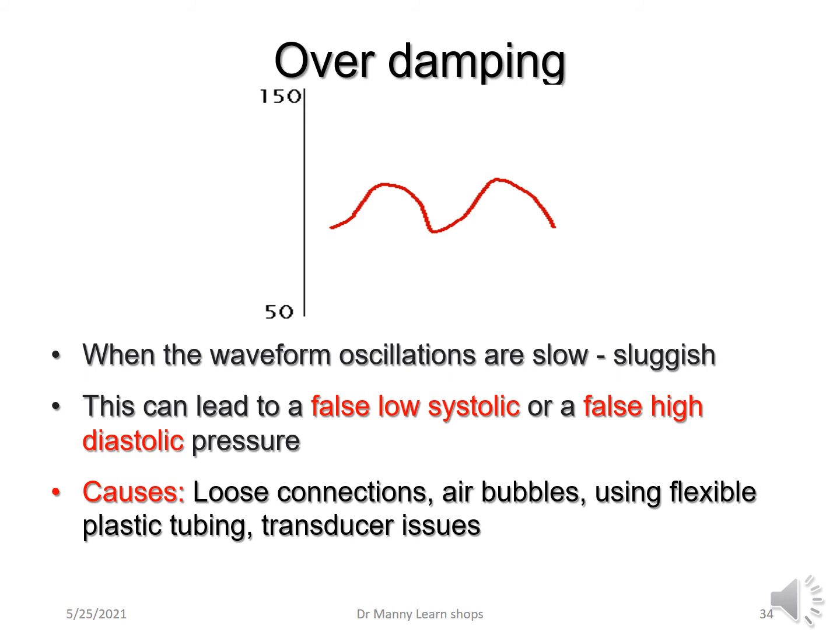And what are some of the causes? Loose connections, where you've got the connections open to atmosphere. You've got air bubbles, which are now blocking the transmission of the mechanical pressure to the kinetic energy, which is created by the monitor. Or you're using flexible plastic tubing, which you shouldn't be doing. You should be using non-compliant tubing. Or again, you've got disposable transducer issues, or if you've got hardcore transducers, well again, they may be very, very old, and they may be ineffective.